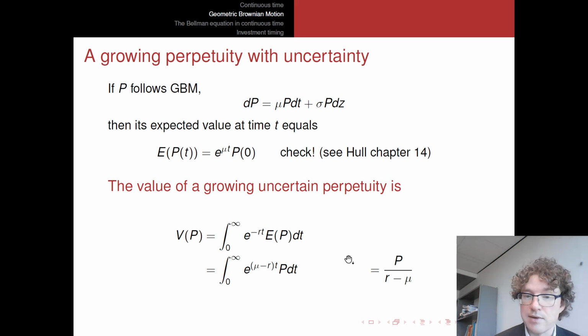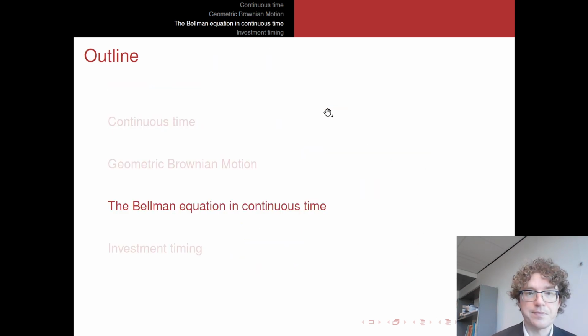Well, what we find here is again the same integral which we could do as we just did before, leading to P over r minus mu. So even if we introduce uncertainty, the value of this growing perpetuity with uncertainty is the same as the value without uncertainty. Okay, so that was geometric Brownian motion. A quick reminder for those of you who have seen this already.